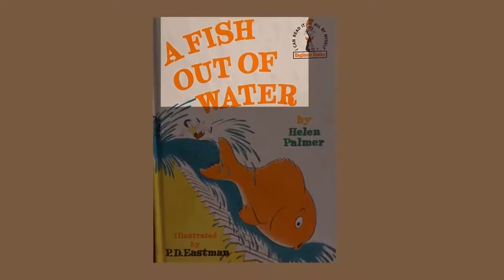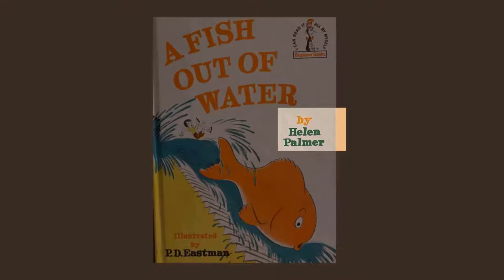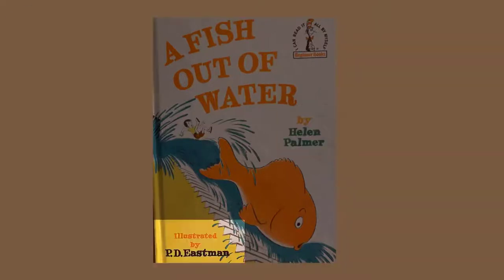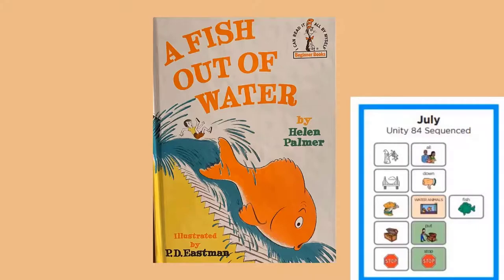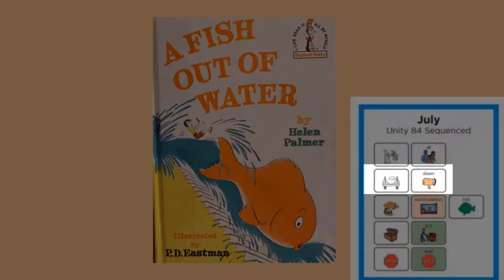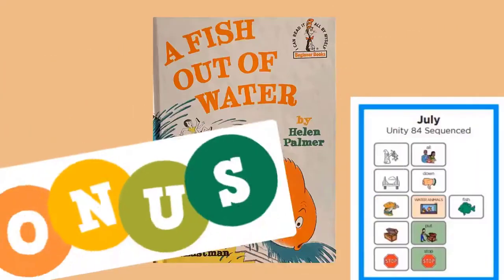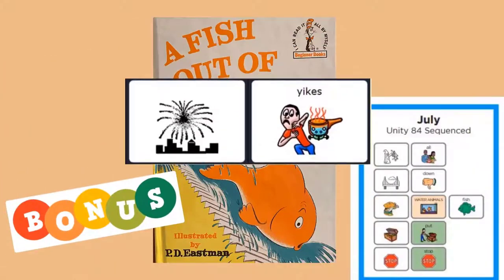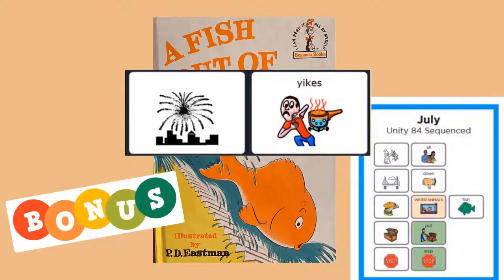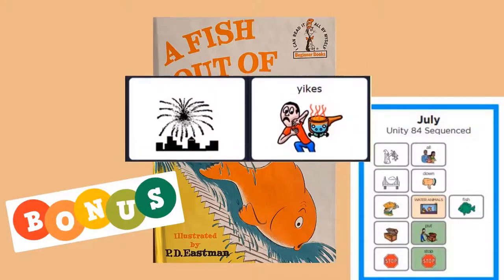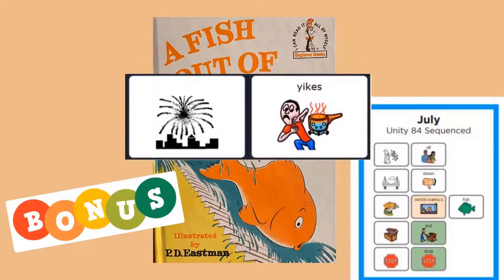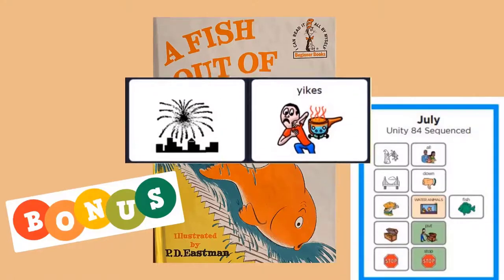Our story for this month is called A Fish Out of Water. It was written by Helen Palmer and illustrated by P.D. Eastman. This example uses Unity 84 sequenced vocabulary. The target words for this story are all, down, fish, put, and stop. The bonus word for this story is yikes. Read the story and you'll see why. Use these words on the speech generating device as you read the story this month to model for the communication learner. This helps our AAC communicator learn how to use these words when talking about the story.